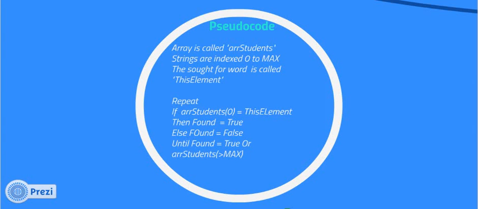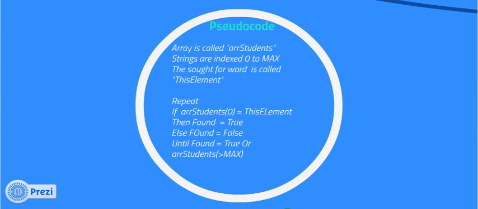This is my bit of pseudocode. I'm saying my array is called our students, and my string is indexed 0 to maximum, or 0 to the last number, or 0 to the last index number, minus 1 if you like. The search word is called this element. So I'm looking for this element, and this element is Harry.